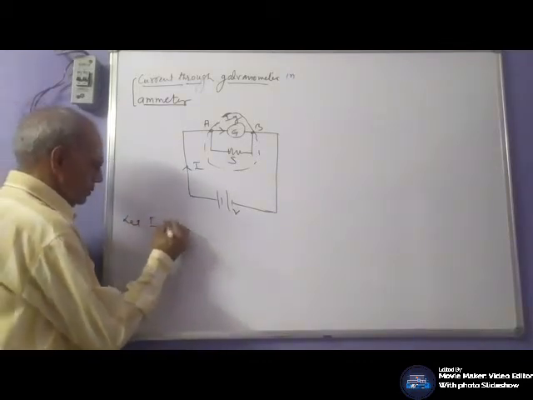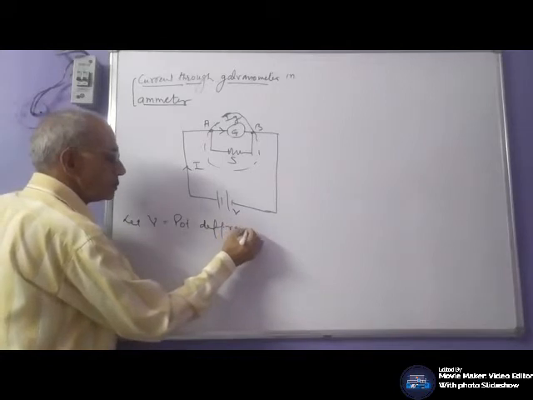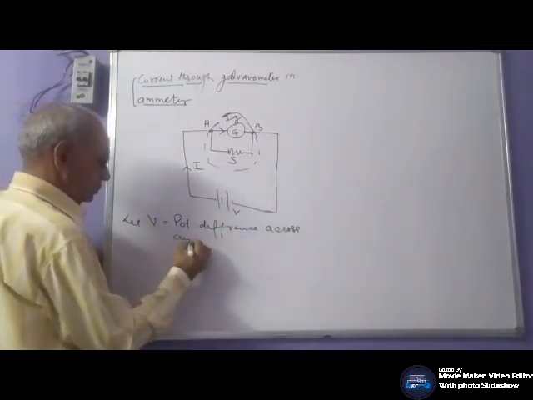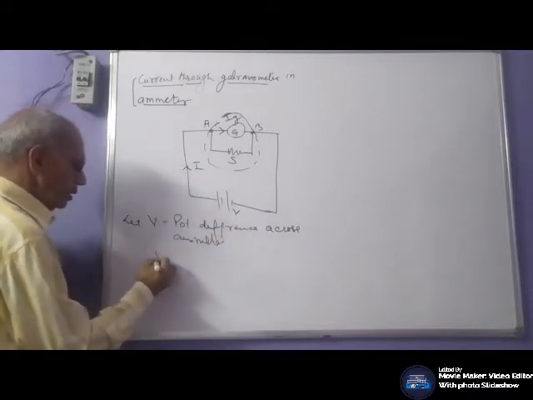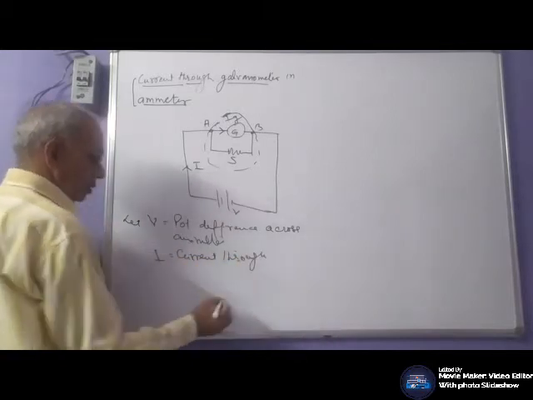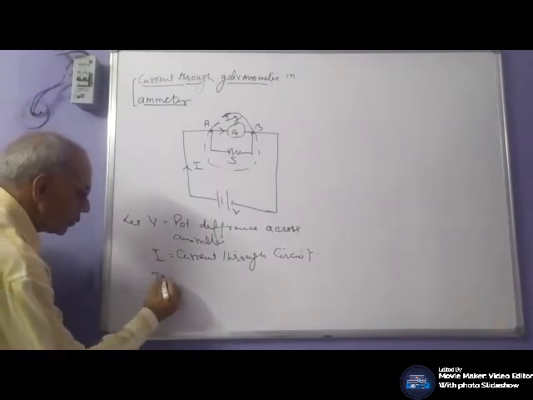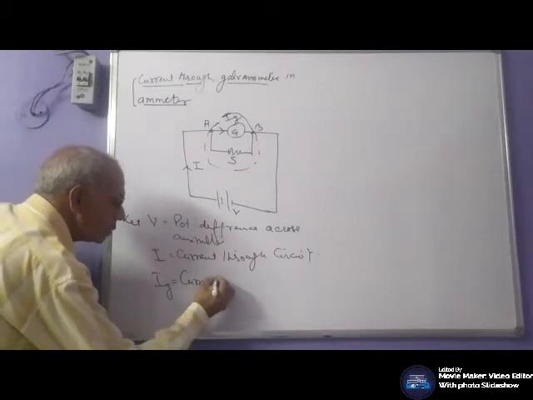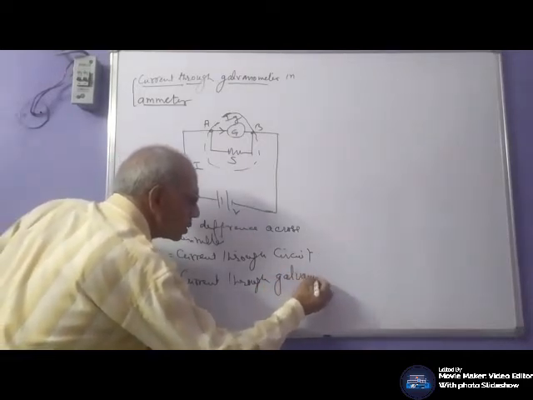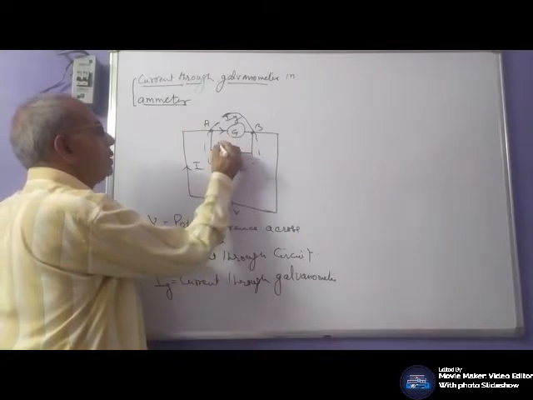Let V be the potential difference across the ammeter, I the current through the circuit, and Ig the current through the galvanometer. Then the current through the shunt will be I minus Ig.